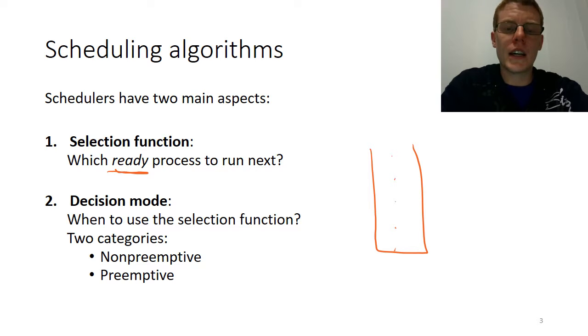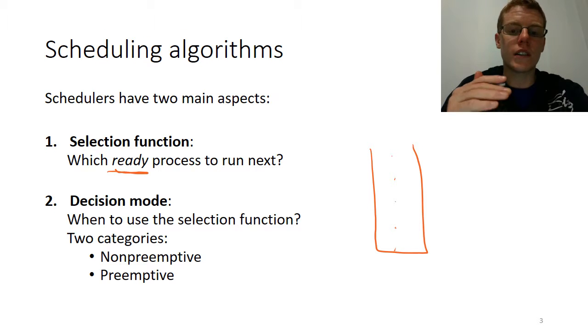And the second key aspect is the decision mode, which is basically when it decides it should be using this selection function. We already know that typically processes will often I/O block themselves or end up blocked for some reason. But we can also have a scheduling algorithm that uses some method to decide to stop the currently running process and start another one. We group scheduling algorithms into two main categories with this.